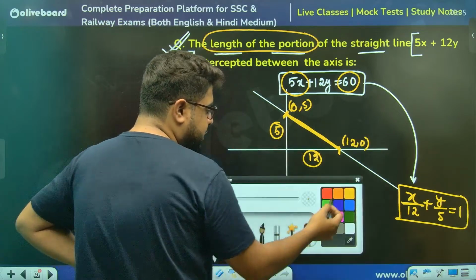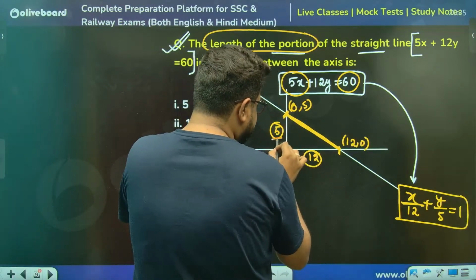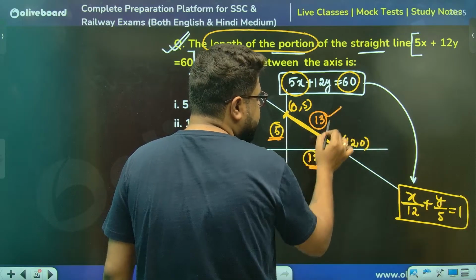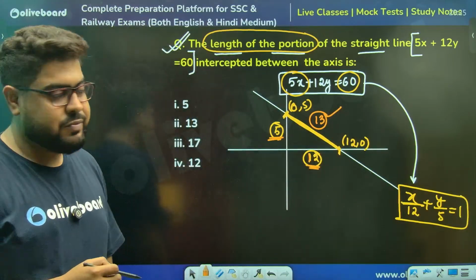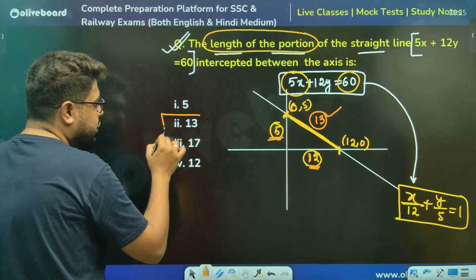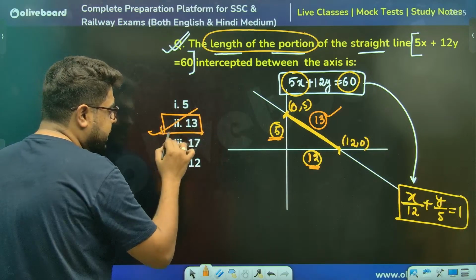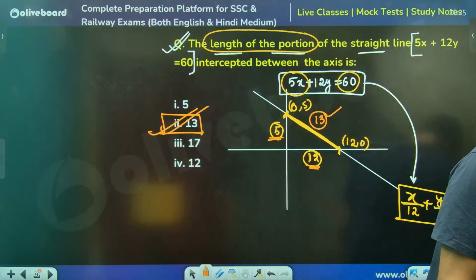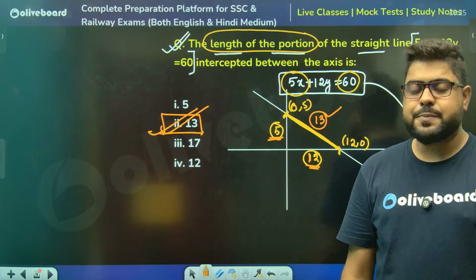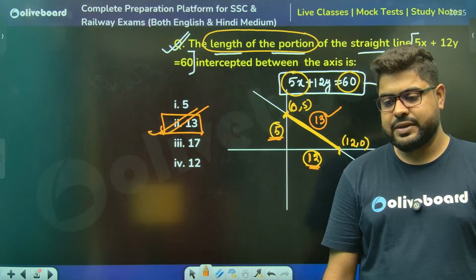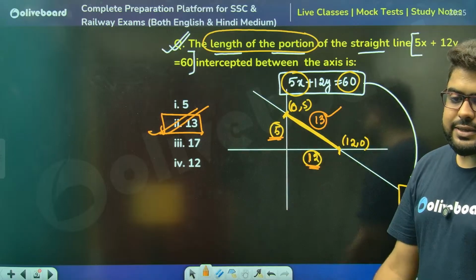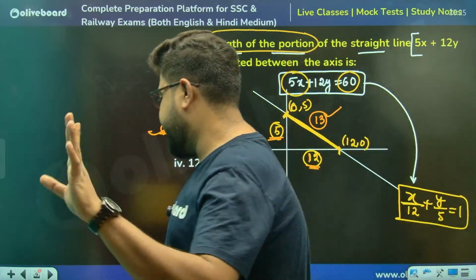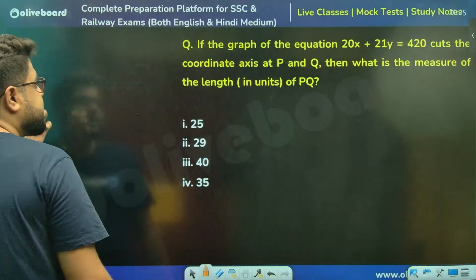Now, any student will say, if this is 5 and this is 12, this is going to be 13, a Pythagorean triplet. That means option 2, 13, is your correct answer. Panmay, Reena, all of you are correct, absolutely 100% correct. Let's move on.